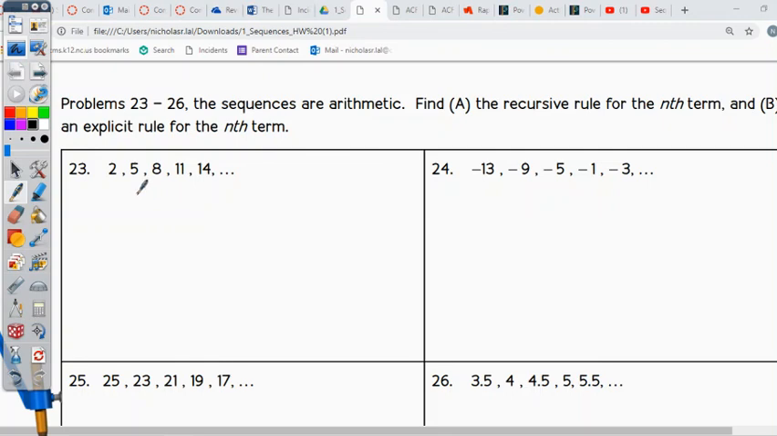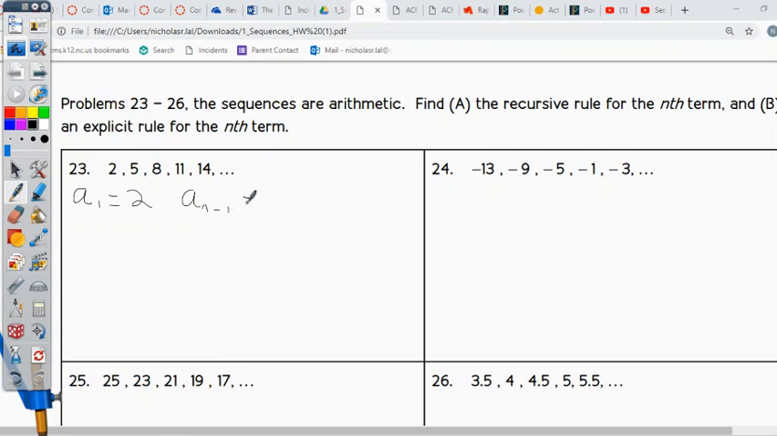23. Find the recursive rule for the nth term and the explicit rule for the nth term. They're adding 3 if you think about it. So let's start out with A1. What's our A1? It's going to be 2. A1 is 2. Your D is 3.